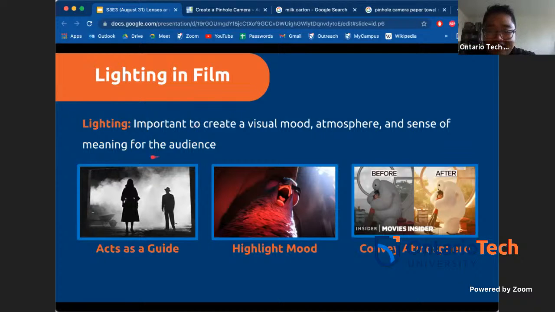So over here in this first image, you can see that lighting acts as a guide. It tells people where to look. Yeah, silhouette. You can see the contrast between the background and the person over here. It helps guide us and make us focus on them interacting, or it conveys that atmosphere. Does anyone know what kind of film genre this is?